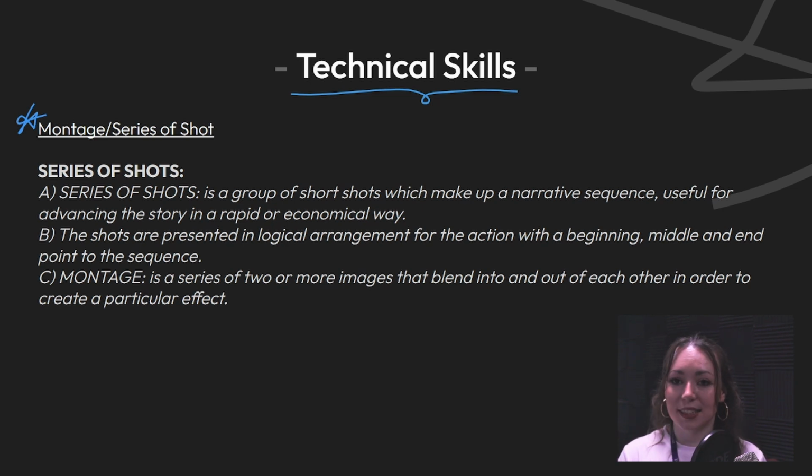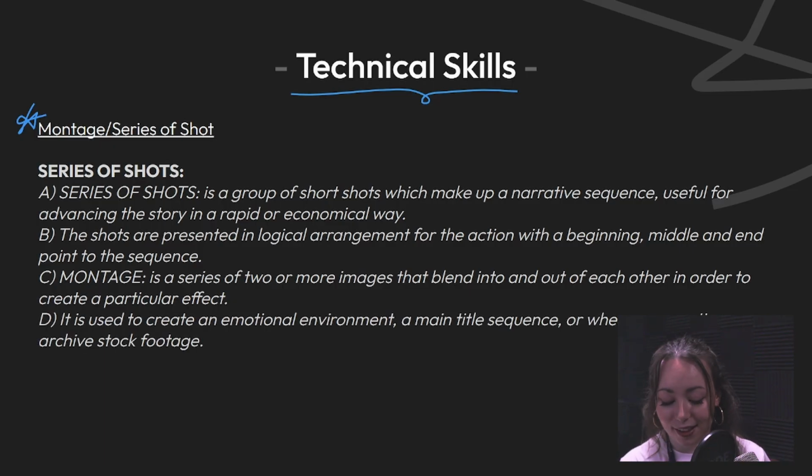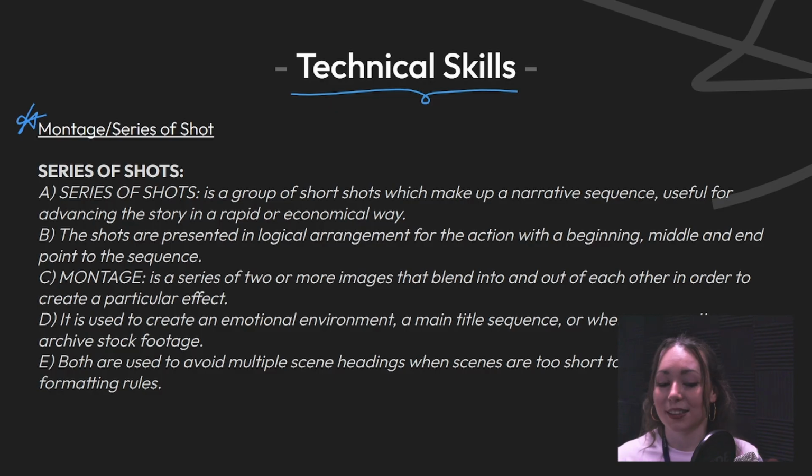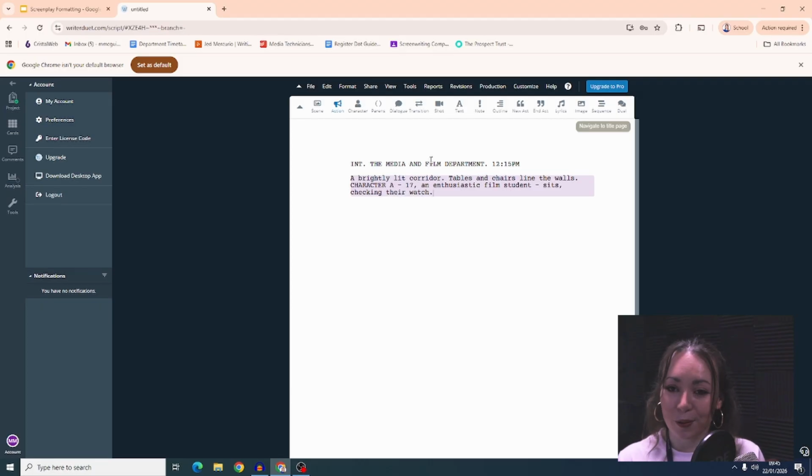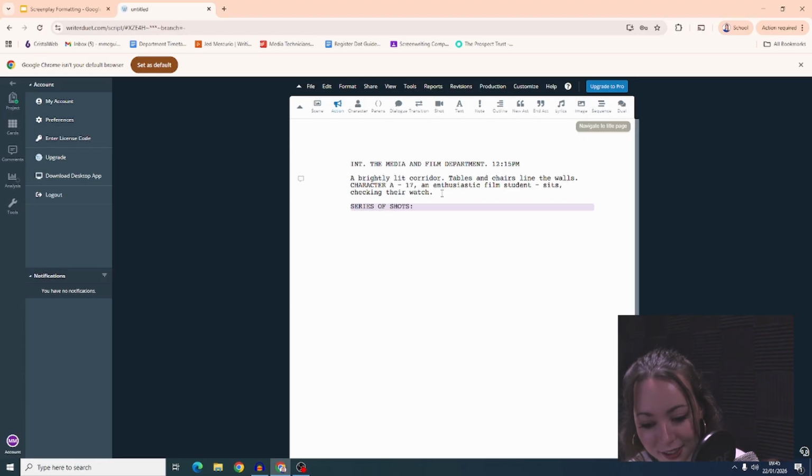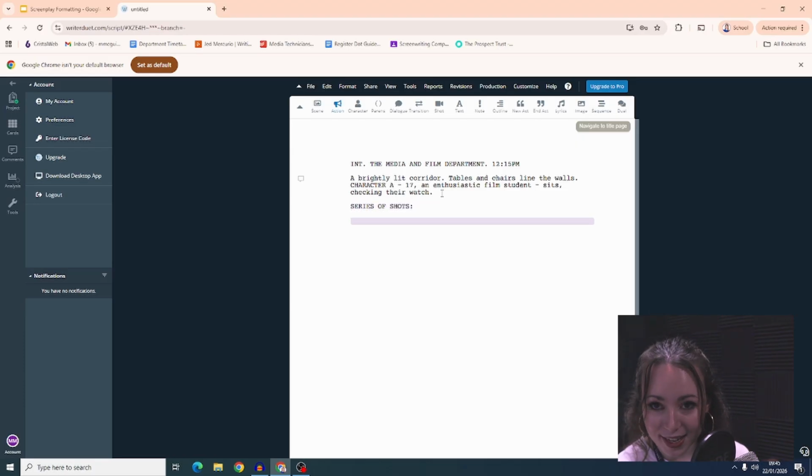A montage is a series of 2 or more images that blend in and out of each other, usually between 2 characters or 2 settings, but you keep going back and forth. So hopefully you understand the difference there, and you would just write montage and a colon instead of a series of shots. So if I were to write that in Write a Duet, I would press enter, and I would write series of shots with a colon. I'd press enter again, and I'd start writing as so.